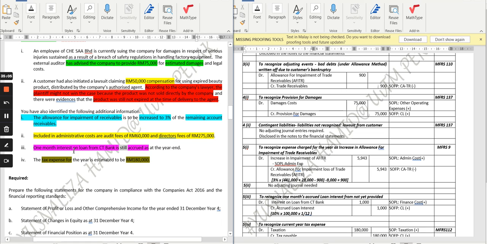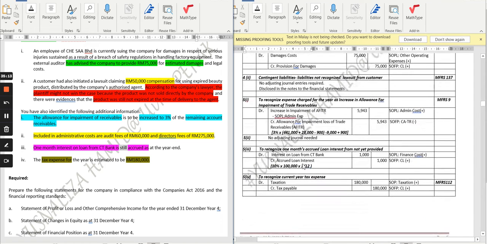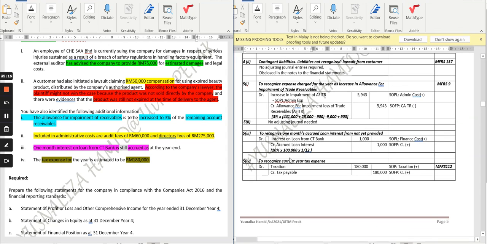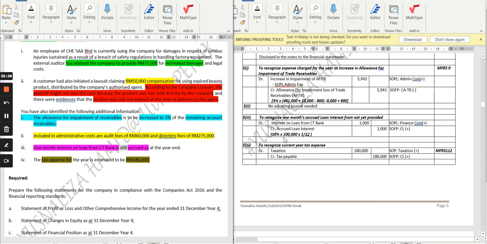So number 3 is the interest on loan from Citibank. So this is an accrued interest. Therefore, the journal entry 5.3 is here. Debit interest, credit accrued loan interest. The interest should be part of finance cost. The accrued loan interest should be part of current liabilities. Tax expense is 180,000. Debit taxation with that 180,000, and credit tax payable that will appear later in your taxation as a line item in your SOCIE and also in the current liabilities.